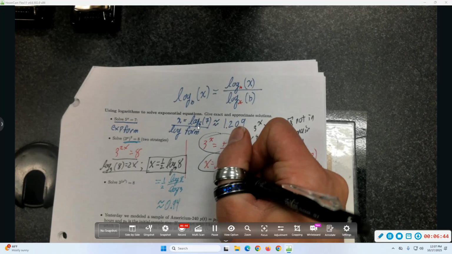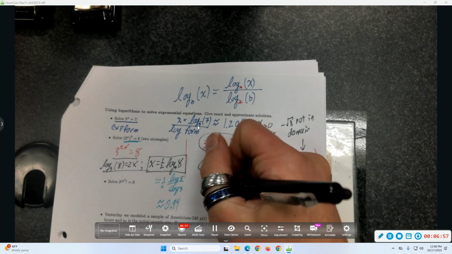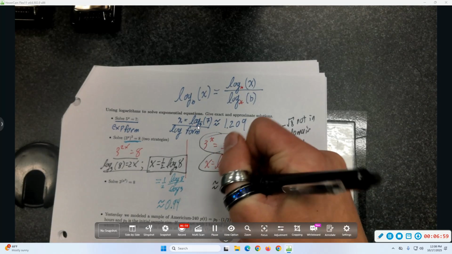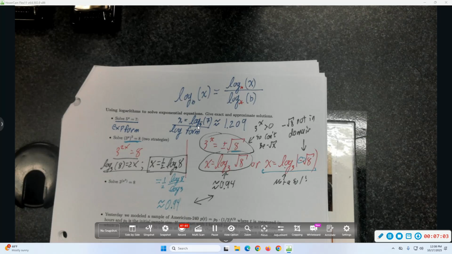What decimal approximation do you get for log base 3 of root 8? Excellent. So those 2 things agree. That's good. That tells you that those 2 answers are probably at least consistent.